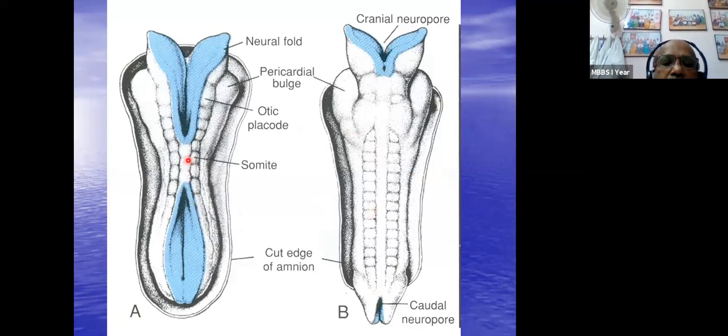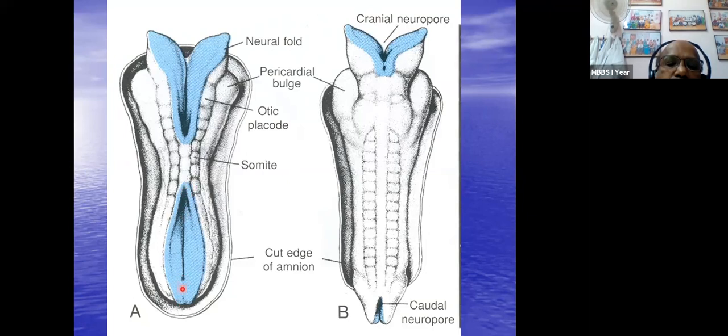Important point you have to note here: the fusion of the margins of the neural groove takes place in the cervical region. From the cervical region, it ascends upwards and downwards. So the fusion of the margins of the neural groove does not begin at the cranial end or caudal end; it then progresses further. That fusion of the margins of the neural groove takes place in the cervical region. From the cervical region, that is from the level of the neck, it goes up to the brain level.